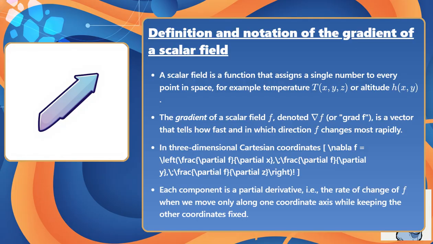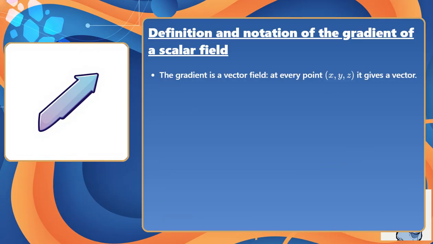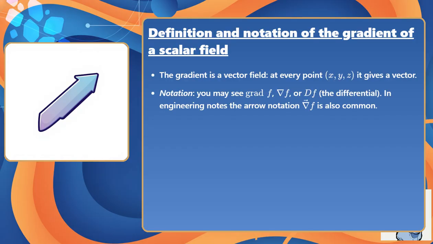Each component is a partial derivative, that is, the rate of change of f when we move only along one coordinate axis while keeping the other coordinates fixed. The gradient is a vector field. At every point x, y, z it gives a vector. Notation: you may see grad f, del f, or df, the differential. In engineering notes, the arrow notation, vector del f, is also common.